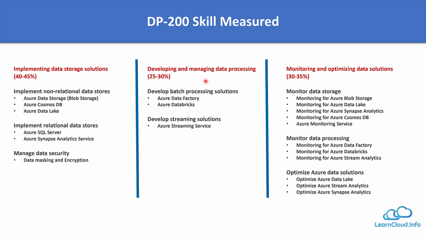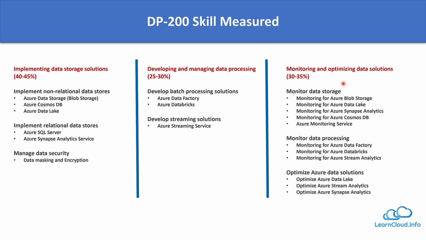Now in the second section, we have 2 modules: batch processing solution and streaming solutions. In batch processing solution, we have mainly 2 services: Data Factory and Databricks. Now Data Factory is, I would say, one of the most important services for data engineers, but I don't know why the weightage of Data Factory is low in this particular exam. Similarly, Databricks is also a very important service. But anyway, in this section, we are going to cover 3 services: Data Factory, Databricks, and streaming.